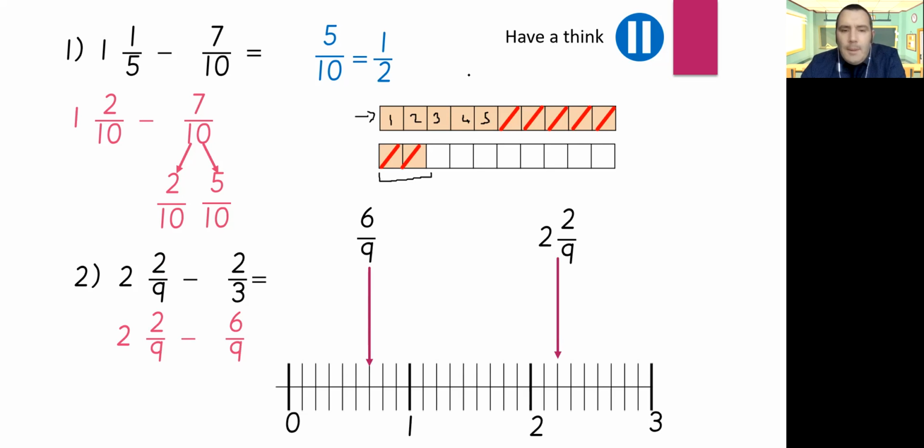6/9 will go here. And now I need to work through to get to 1 through the wholes and then to get to my last part of the fraction. So 3/9 added on here gets me from 6/9 to 9/9, or 1. Add a whole and then add 2/9 to get me from 2 to 2 and 2/9. Then we add those together, which gives us 1 and 5/9.